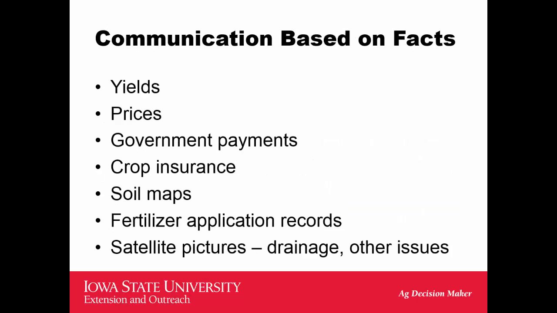Alright, so what are the facts? Well, yields and prices, government payments, crop insurance. Government payments and crop insurance for sure are difficult for landlords to understand, so you may need to spend some time working on that. Soil maps and fertilizer records are important. And again, oftentimes the biggest complaint from tenants is, well, I'd pay more rent except the drainage is so poor. So we can go in and take a look at satellite pictures off the Ortho satellite website and see a lot of these drain issues. So keep that in mind.